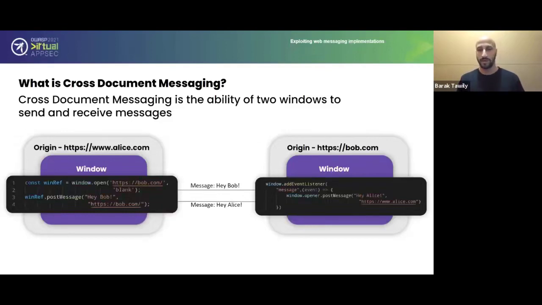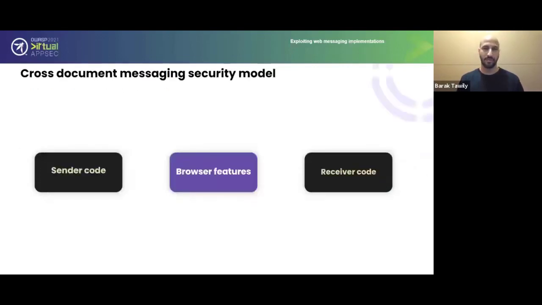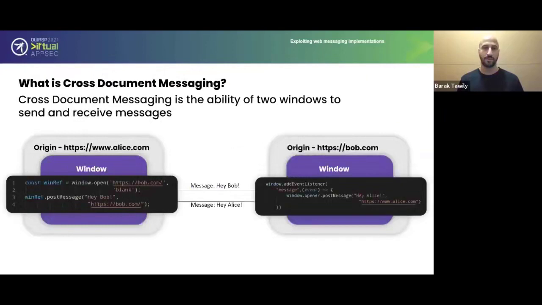Now we can see on the right side that bob.com code is actually implementing an event listener to handle messages. And what it does, it uses window.opener in order to get a window reference to the origin that opened it. In this case, it's alice.com. Then it sends a "hey Alice" message and passes the target origin alice.com. This actually sends the message back to Alice. So this is the most simplified way to describe cross-document messaging.